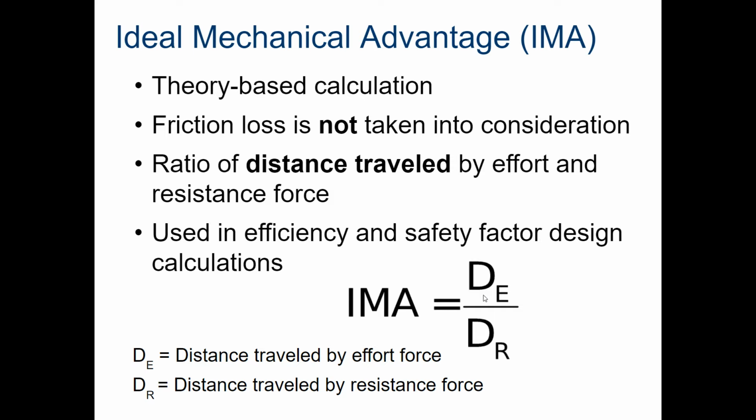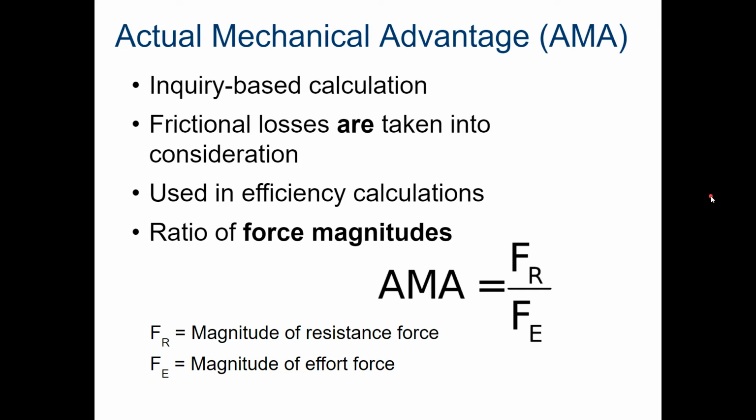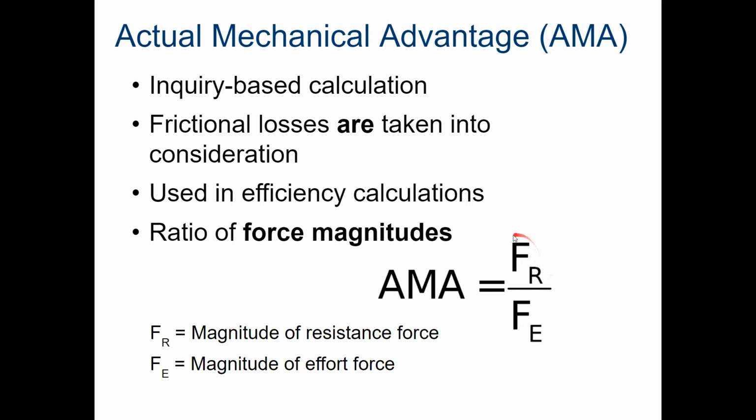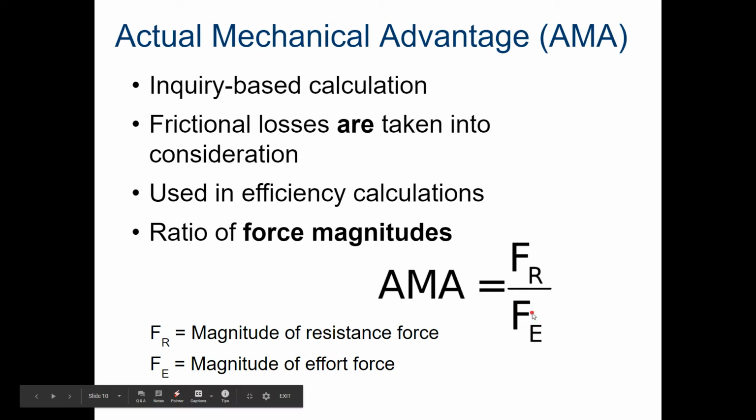It's pure theory. On the other hand, we have AMA, actual mechanical advantage. This is where you do the thing. This is where you actually perform the experiment because you have to measure the forces. So AMA, actual mechanical advantage, equals the resistance force, F sub R, divided by the effort force, F sub E.